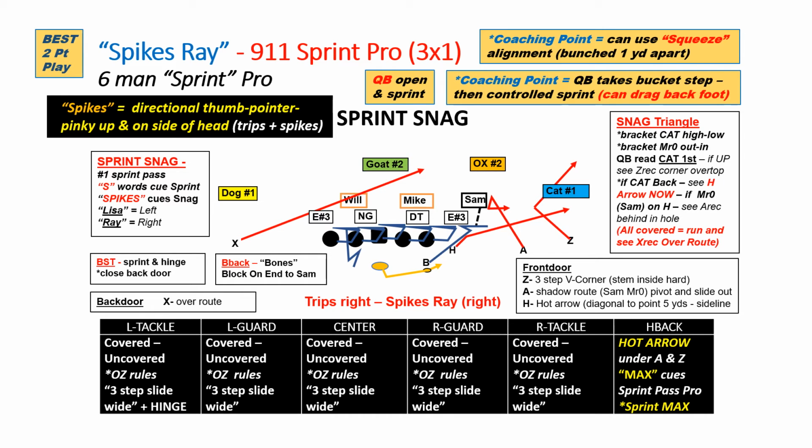Lastly, the X always has a safety valve running, an over route just finding open grass. Key point here is if everybody drops, the quarterback, after his controlled sprint out, just goes ahead and takes off essentially as the 5th receiver, running this into a sweep. Sprint snag to the right would be Spikes Ray.